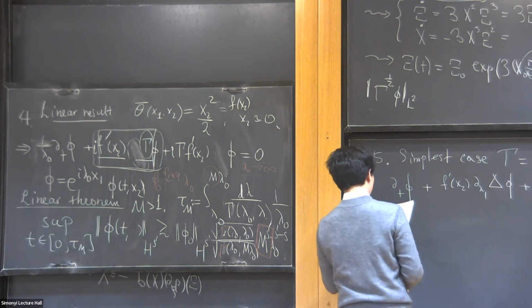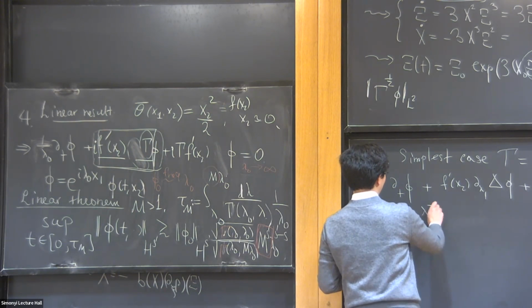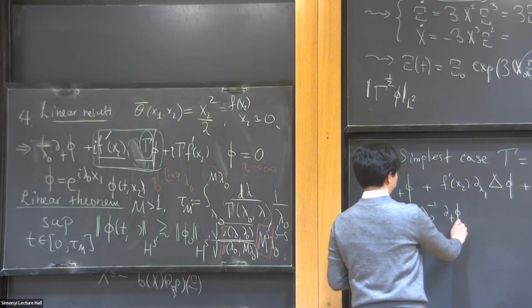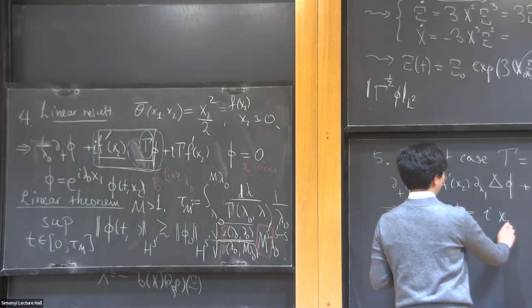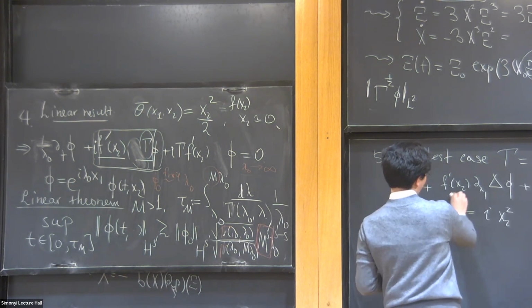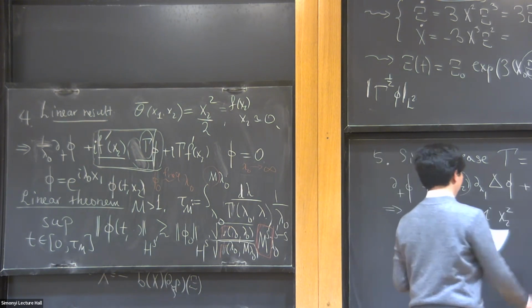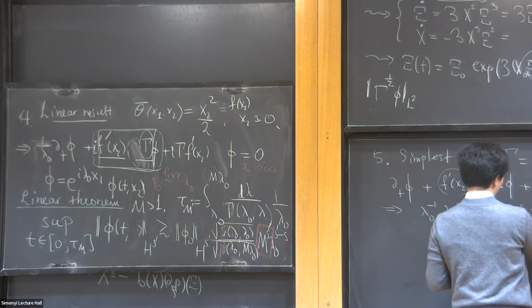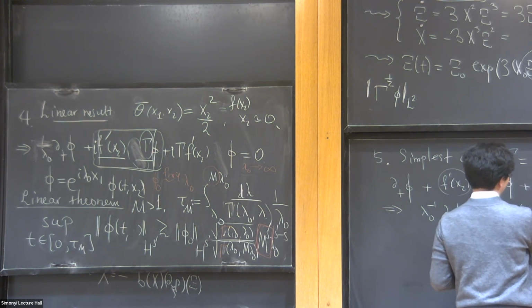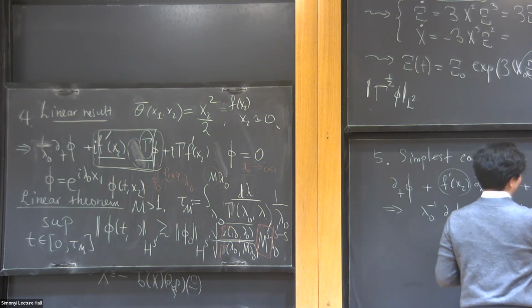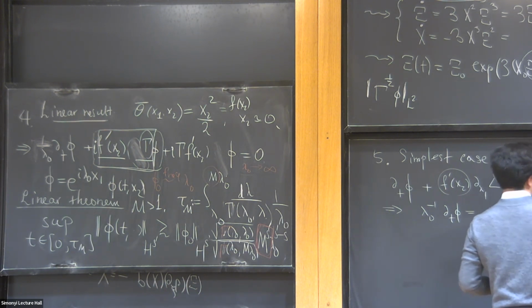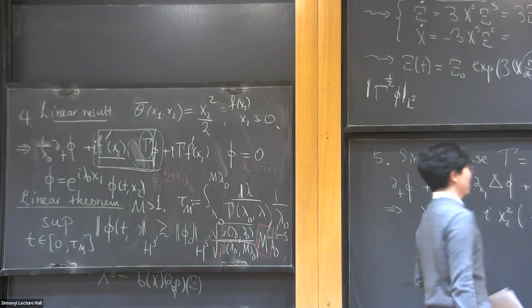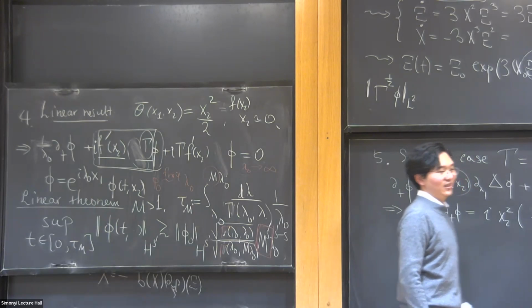Then the equation becomes lambda naught inverse dt phi is i times x2 squared. This comes from taking the derivative, and minus lambda naught squared plus dx2 x2 applied to phi plus rho. So this is the Laplacian.